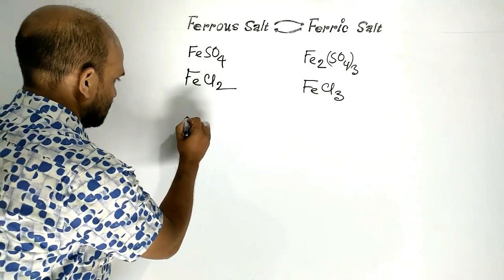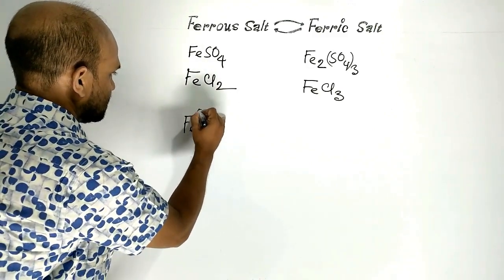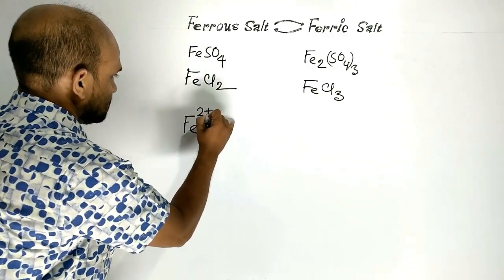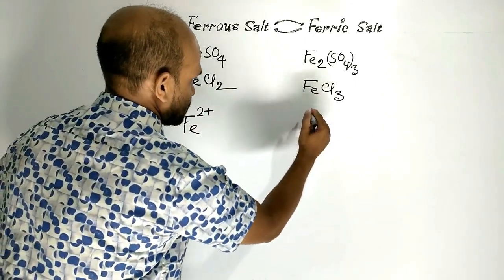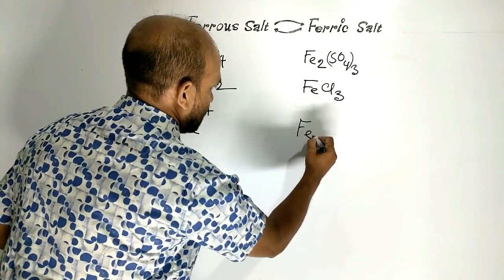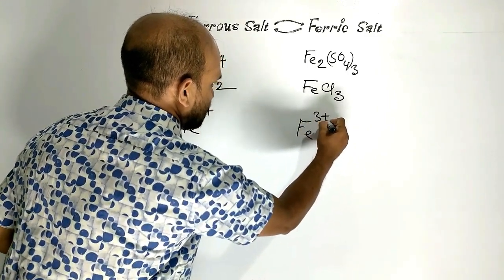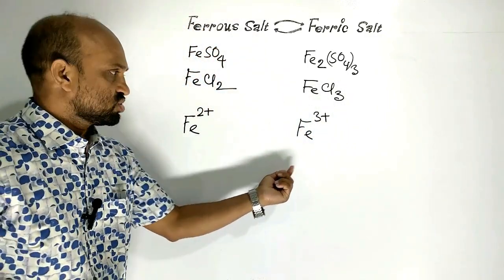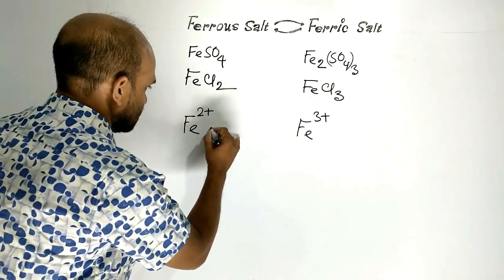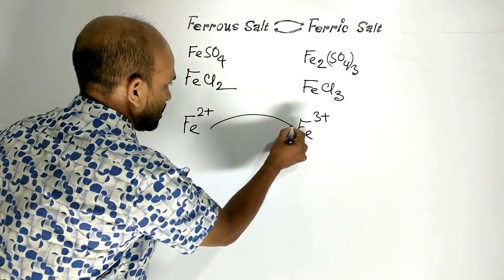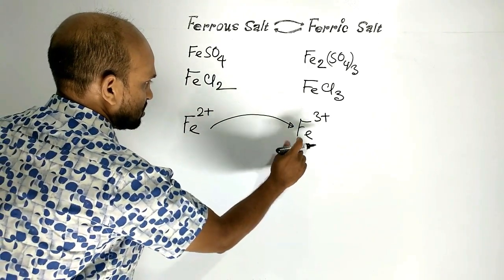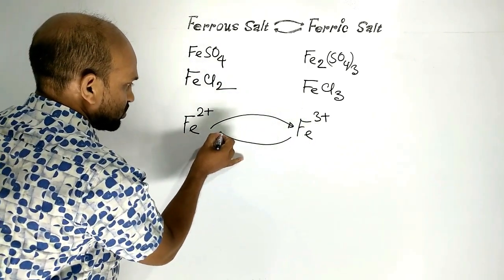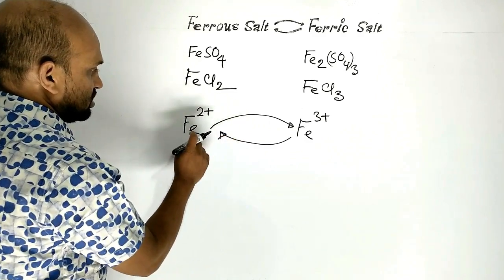Here, metallic ion is iron 2 plus. In these salts, metallic ion is iron 3 plus. In this lesson, we are going to learn conversion of iron 2 plus to iron 3 plus and vice versa.